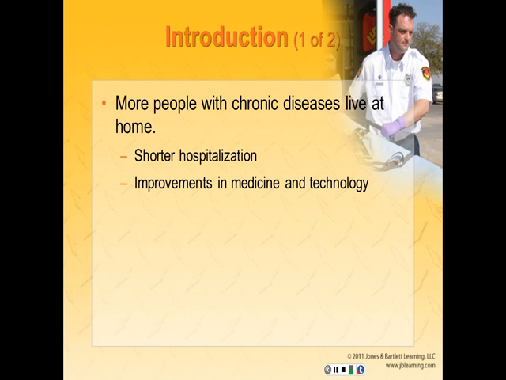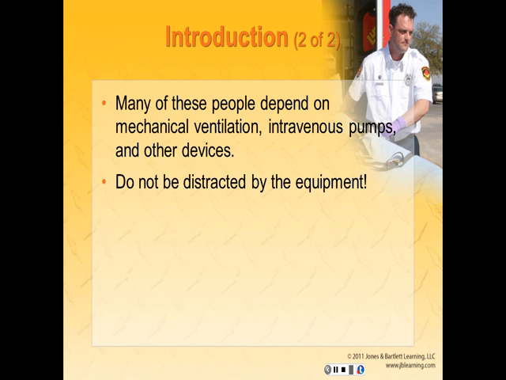Geriatric patients with chronic diseases requiring visitation from a home health care service are another category of patients we may deal with. Some people living at home depend on mechanical ventilation, intravenous or IV pumps, and other assistive devices. Please do not allow yourself to be distracted by the noise and mechanics of the medical equipment. Your focus needs to remain on the patient. You should focus on airway, breathing, and circulation, and if the emergency is a result of mechanical failure, use your ambulance equipment or the family's go bag.